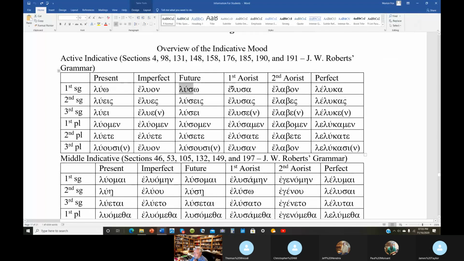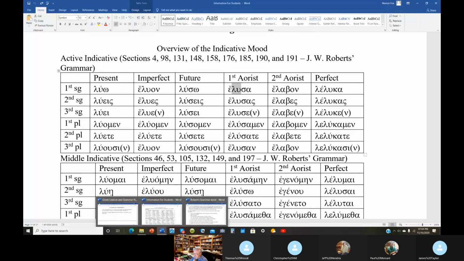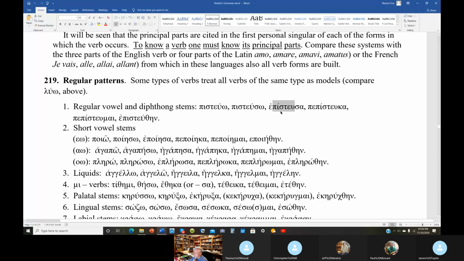Got the aorist. We have our stem. We have an augment and a sigma. So let's take a look at it. We have our stem, augment, and a sigma. So that's your stem. That's how you find your stem right there. See how that works? Any questions?